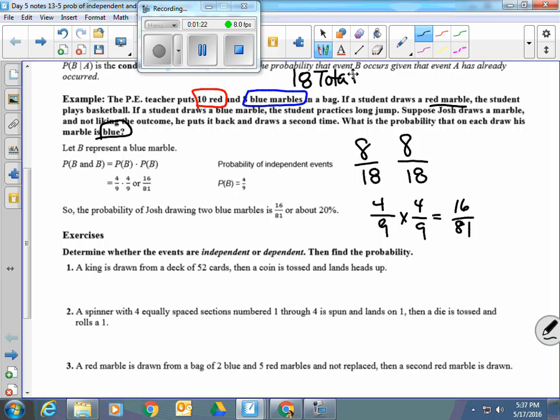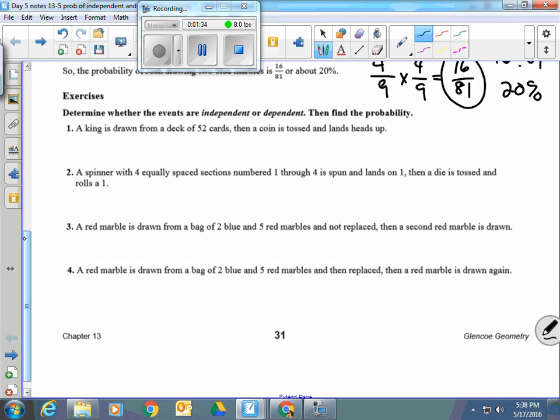So what's the probability that he drew a blue marble? It's 16 out of 81. And in your calculator, if you do 16 divided by 81, that's going to give you about a 20% chance that he gets a blue marble. Okay, so let's come down here and look at some of the examples.